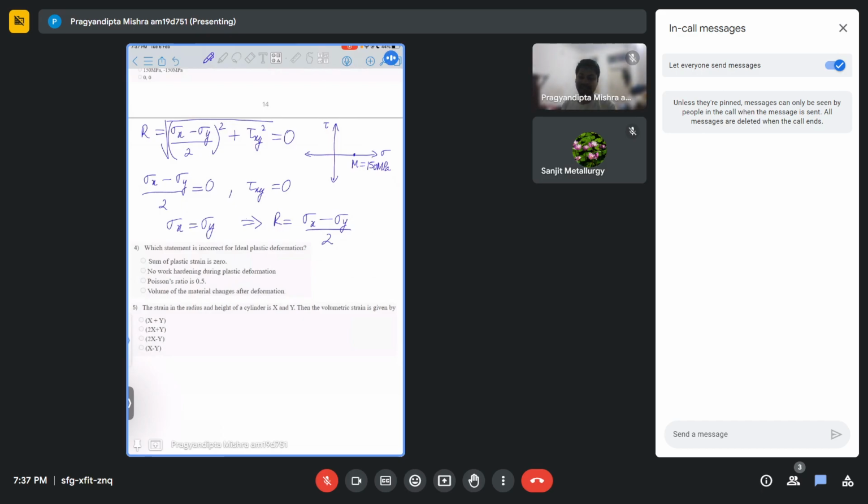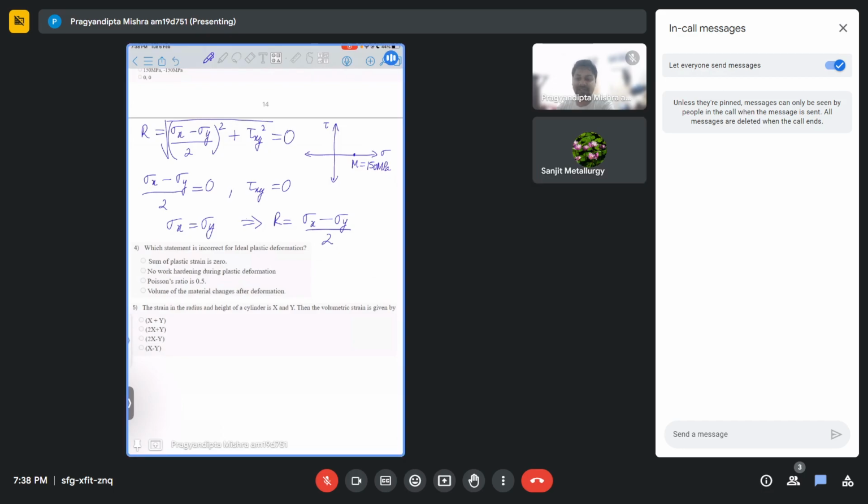Okay, next question. Which statement is incorrect for ideal plastic deformation? Sum of plastic strain is 0. No work hardening during plastic deformation. Poisson's ratio is 0.5 and volume of the material changes after deformation. Now, if you remember, we discussed ideal plastic deformation, right? We discussed what happens in ideal plastic deformation. So that volumetric strain is 0.